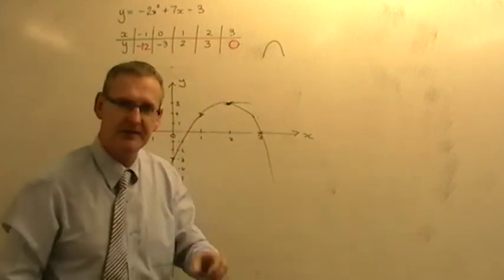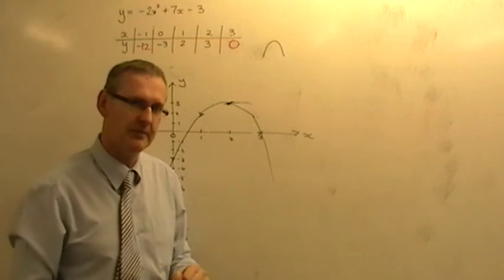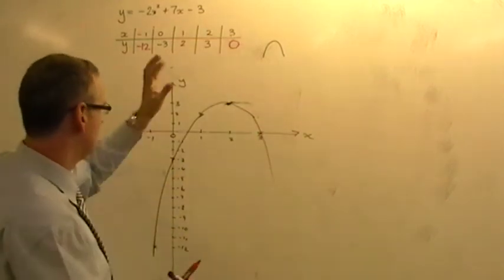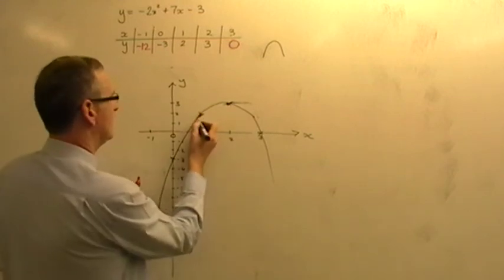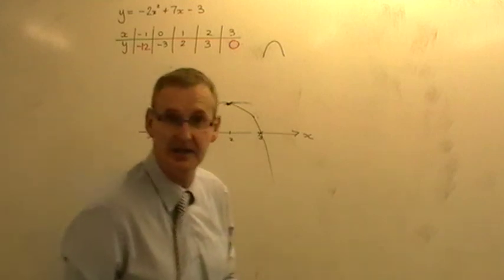Not going to dwell on that. There'll be another video which dwells on locating the exact position of the top of the curve, but this is just basically practicing the table of values, plotting the points, and joining them up. Okay, so there you go. There's the curve y equals minus 2x squared plus 7x, take away 3. The end of this video.